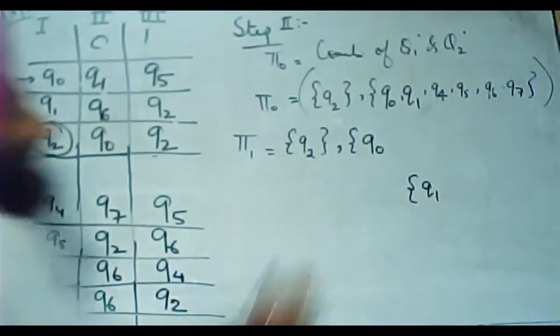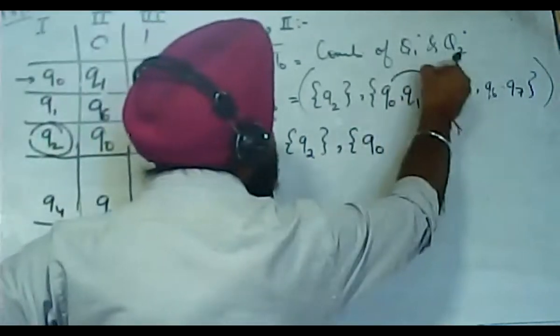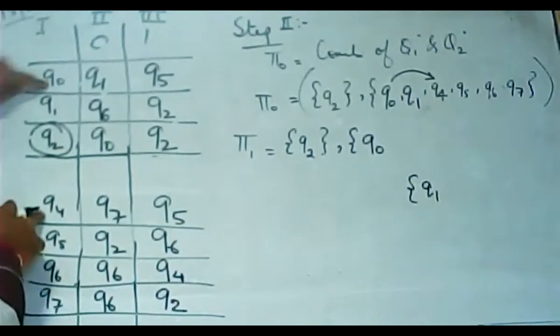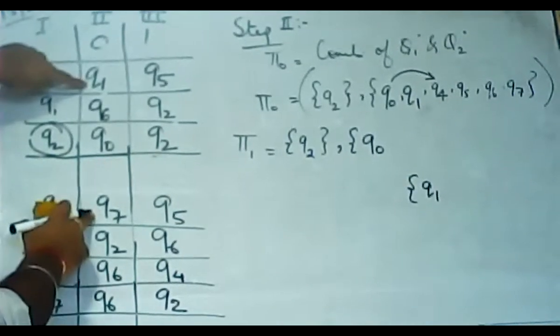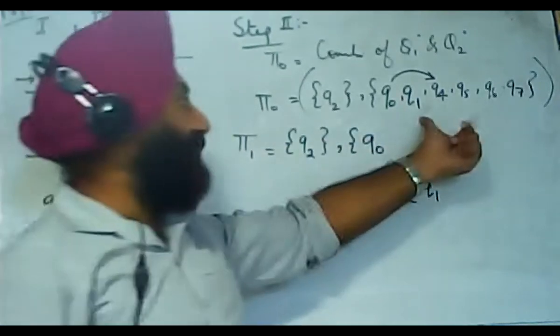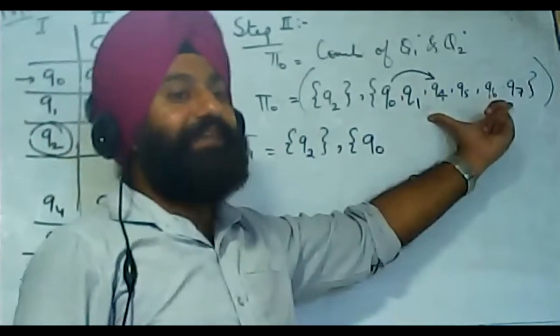Let's compare the second value, Q naught with Q4. So Q naught, Q4: 1 and 7, Q1 and Q7. It is in same set. Q1 and Q7, it is in same set.